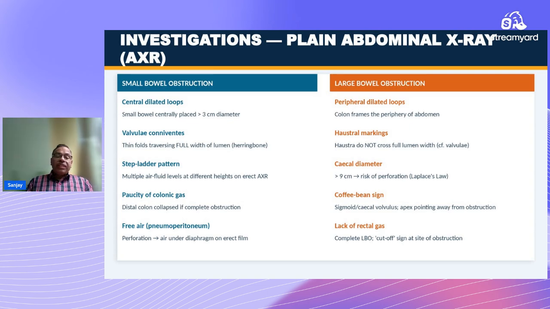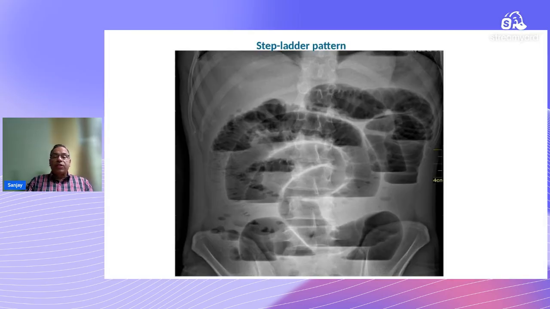So we'll see the X-rays now and see how they look, with the points which we have just discussed. Now this is a typical step ladder pattern where you can see multiple air fluid levels, especially in a case of small gut obstruction, as most of the bowel is seen centrally.